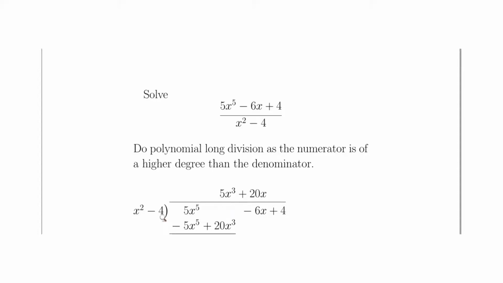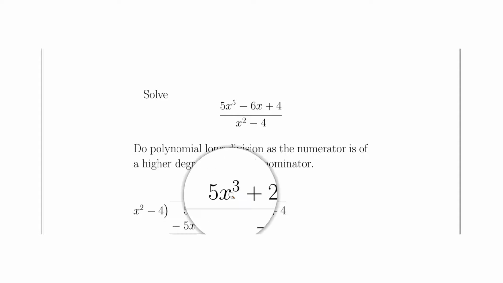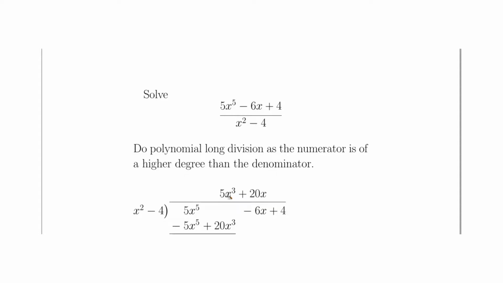What we're interested in to start with is the terms to the left, which is x squared and 5x to the 5. So first we do 5x to the 5 divided by x squared. We ignore the minus 4 for now. 5x to the 5 divided by x squared gives us x cubed and then a 5, so 5x cubed. That's our result there.